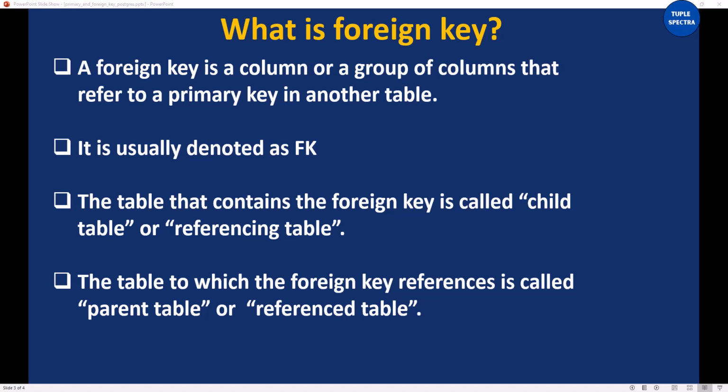In my previous video, I showed you what a primary key is, and I made you realize that a primary key is a column or group of columns that is used to uniquely identify a record in a table. And I gave you a series of examples on that.